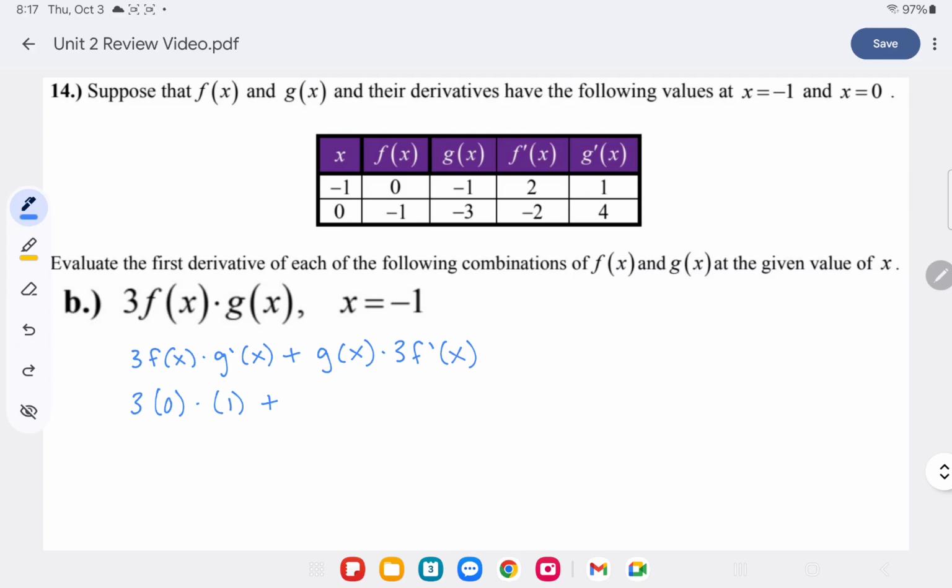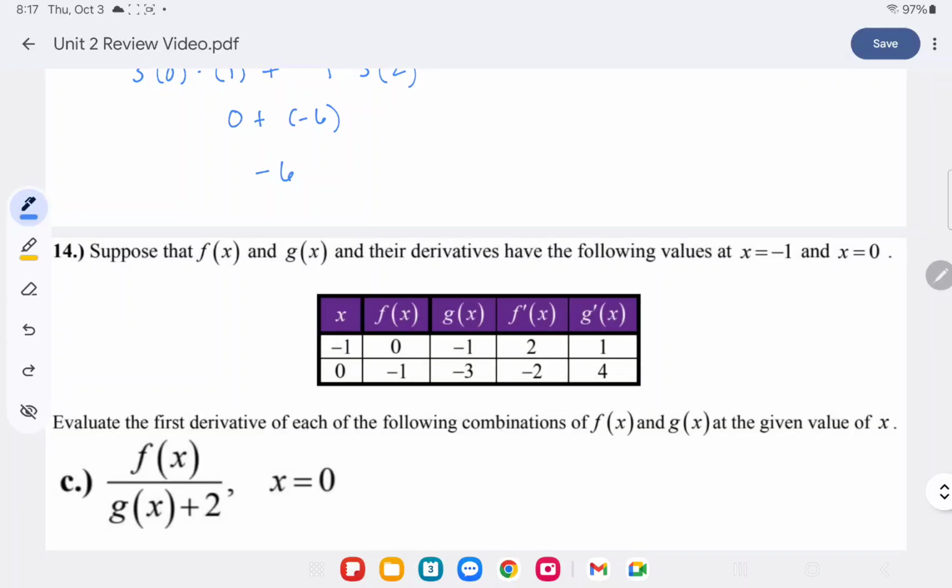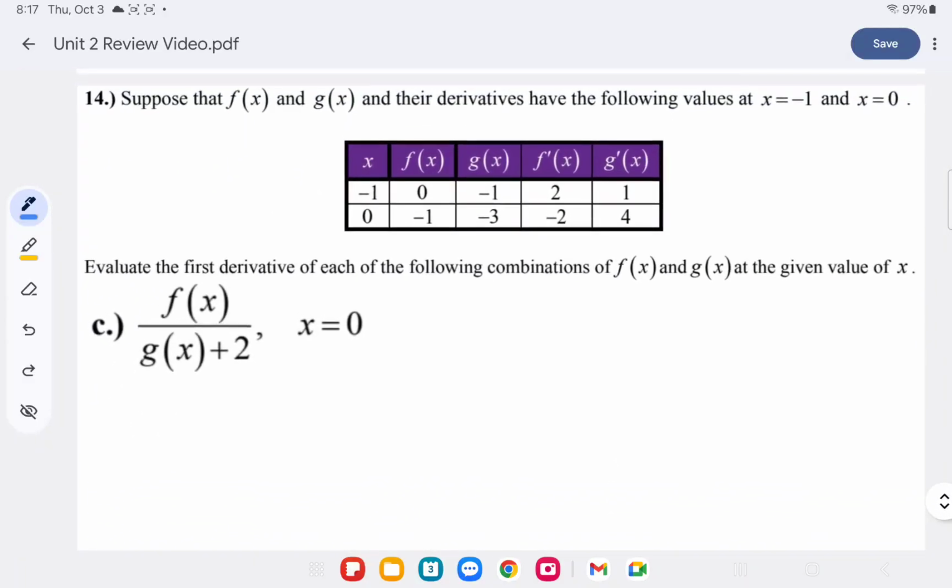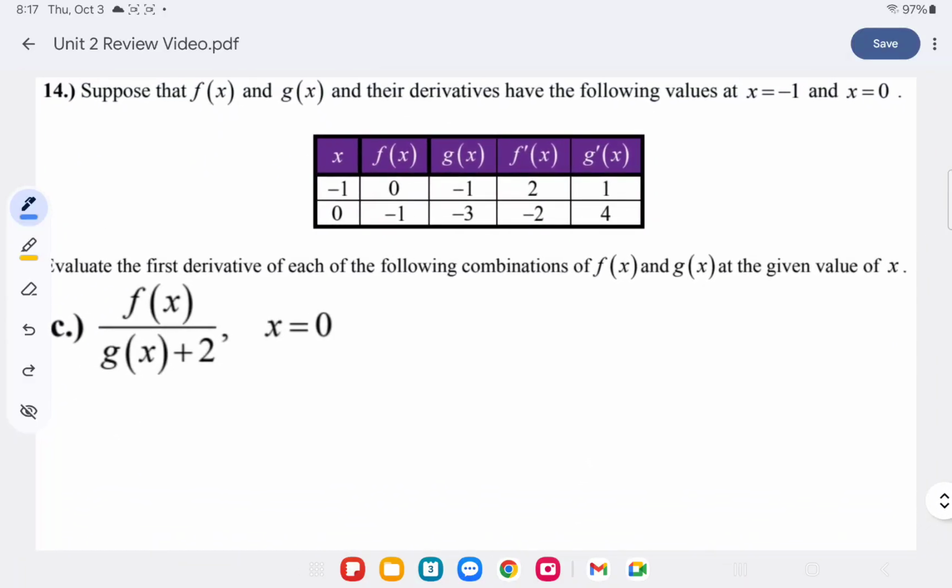So all we really care about is this section. g of -1 is -1 times 3 times f prime at -1 is 2. I'm just using the table there. And I'm getting -6. 0 plus -6 is -6. So you just need to know the product rule for that one. For this one, we just need to know the quotient rule.